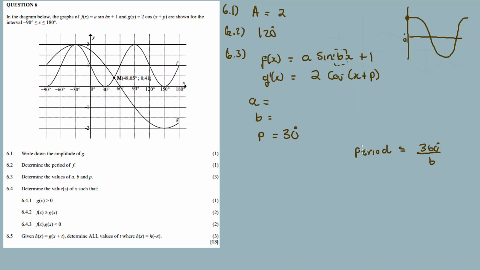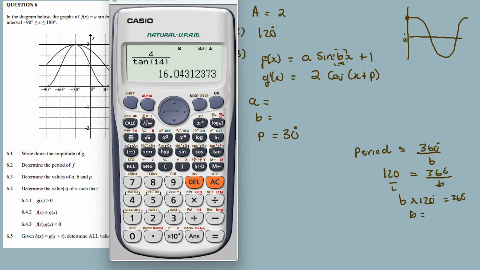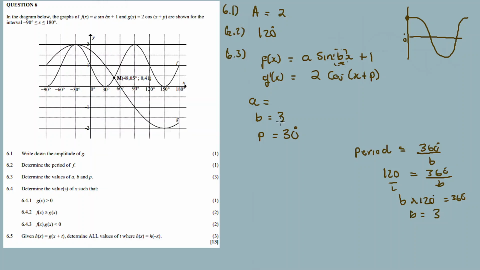So since the period for graph f, ngifuna value ka bani ka b. I have a period ga graph f, 120. 120 divided by 360, ngithi b nya times alapha ke, nya cross multiply. b times 120 is b 120, 1 times 360 it's 360. b is equal to 360 divided by 120, is equal to 3. So it means b ubani u3 la. 3.